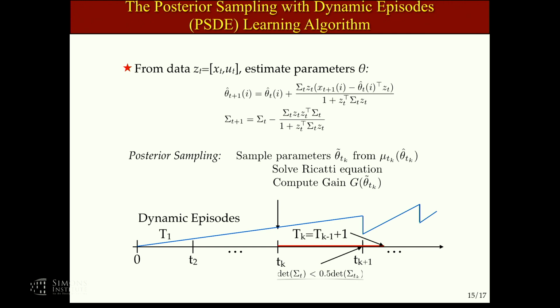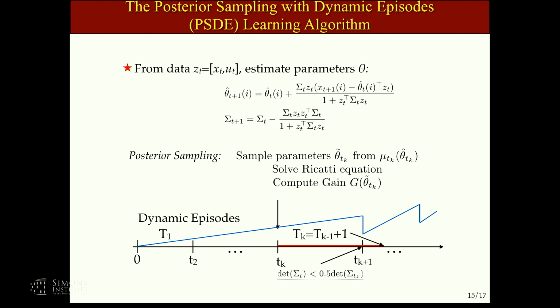So how would one construct a posterior sampling algorithm for this? It's exactly the same idea. You divide time into episodes which have dynamic length, and the length of the episode increases by 1 each time, unless you're not doing enough exploration. And the way we keep track of not doing enough exploration is you are getting an estimate of the parameter and its covariance.